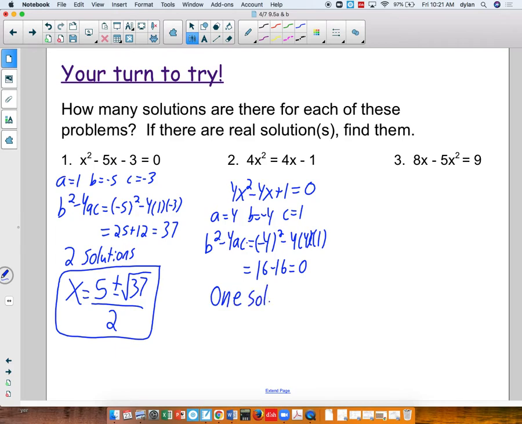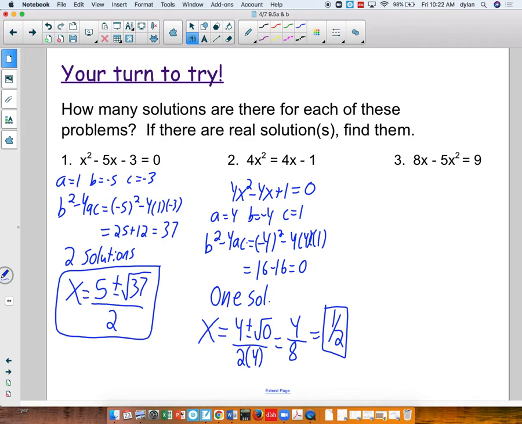And if we want to find that one solution, we do x equals negative negative 4 is 4, and then plus or minus the square root of 0 all over 2a, 2 times 4. So this just simplifies to 4 over 8, which is 1/2. So our one solution, our one x-intercept is 1/2. And remember that tells us that that's also the axis of symmetry where the vertex is as well. So it gives us a couple pieces of information there.